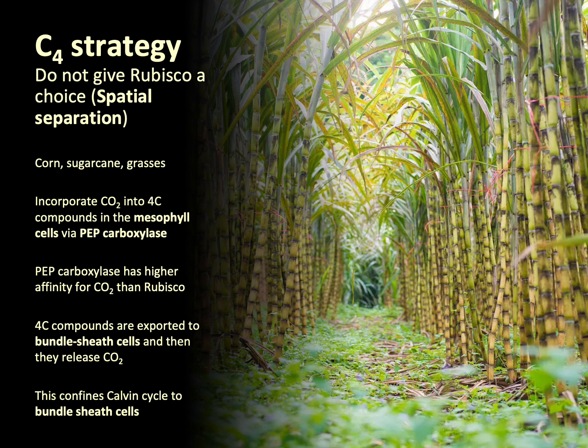What they do is they set up a situation where they fix carbon dioxide in one cell, but then they do the rest of their Calvin cycle in another cell. So CO2 comes in, they open their stomata, and it gets immediately bound up in mesophyll cells by a new enzyme this time, PEP carboxylase.